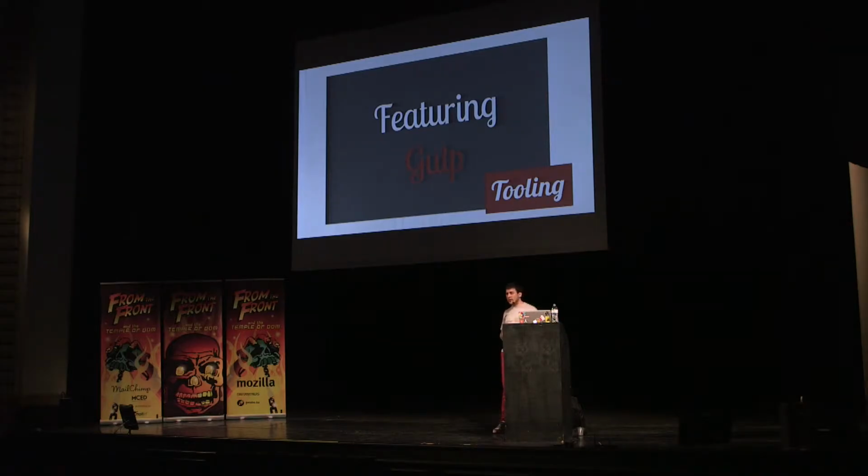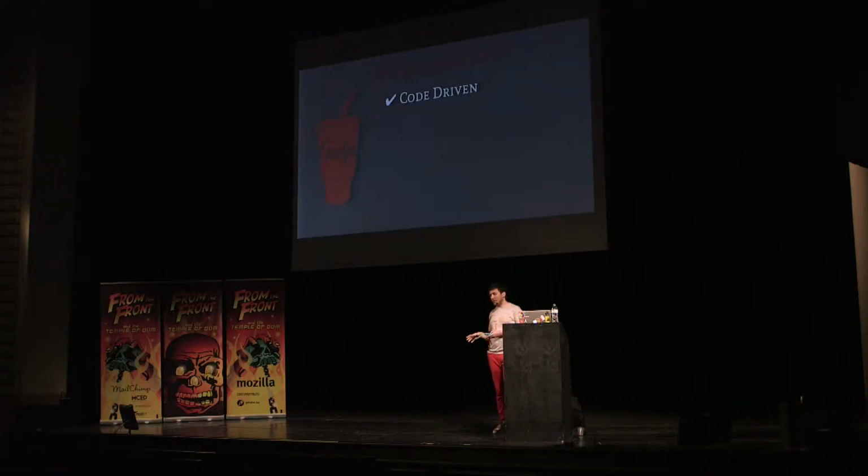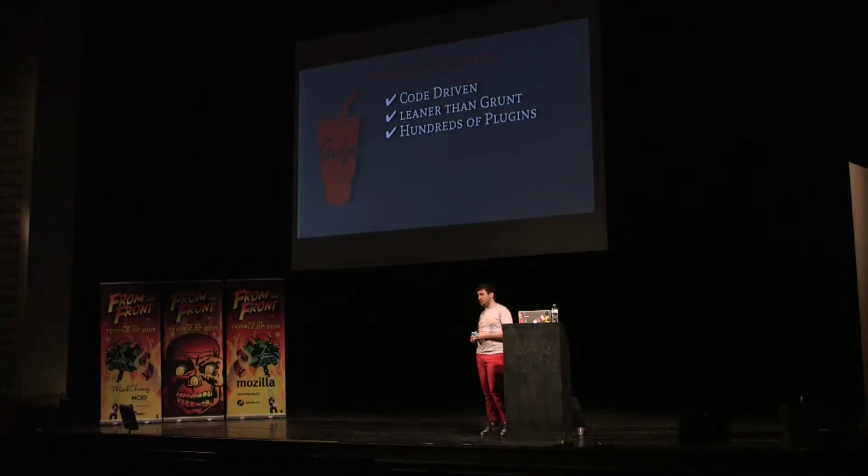So then there's gulp. Gulp is code-driven rather than configuration-driven. And this means that you're just writing out code in a bit more organized way than with Grunt, which is just a manifest. So it's leaner than Grunt in that regard. It has hundreds of plugins because it's not as old or popular as Grunt is.